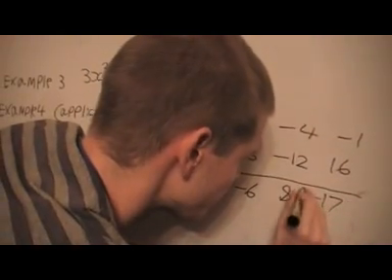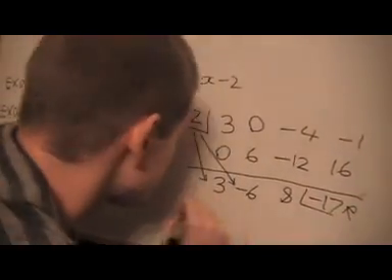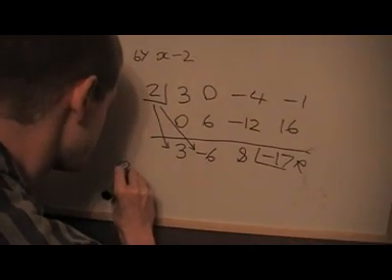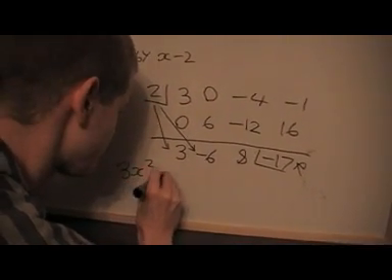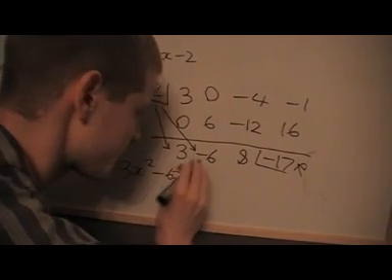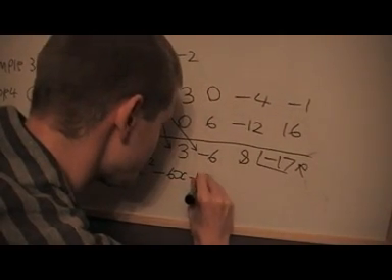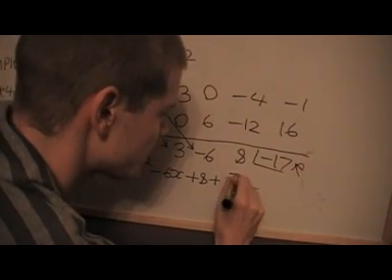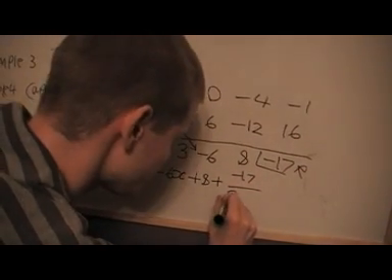And remember, of course, that's the remainder. So, we've got, let's see, 3x squared minus 6x plus 8 plus minus 17 over x minus 2.